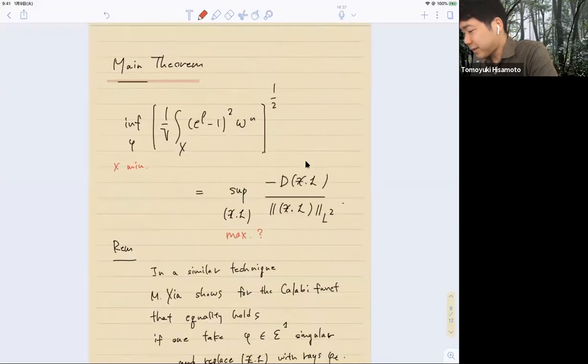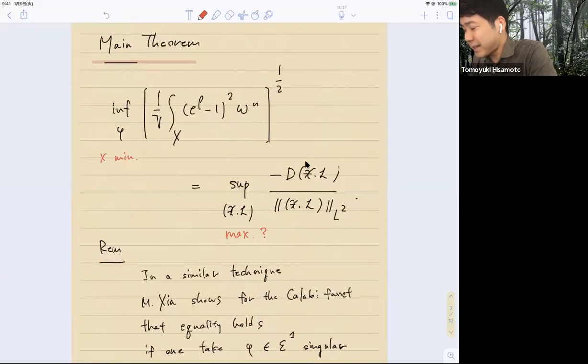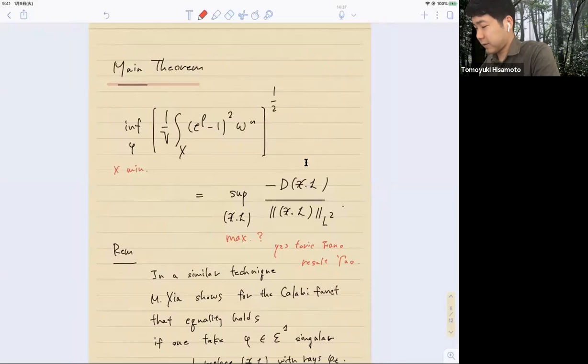So sorry, I should say that's the result of Yao. I asked, did you say that even in the toric case, the supremum of the right-hand side may be irrational? Yes, I see. Thank you. So in the toric case, this is a result of Yao that the supremum is a maximum. I should stress that.